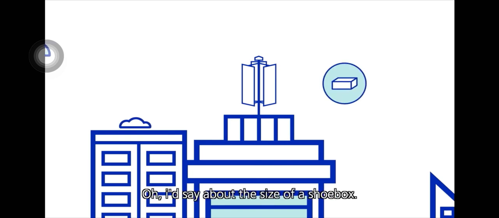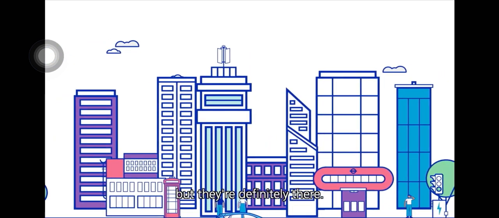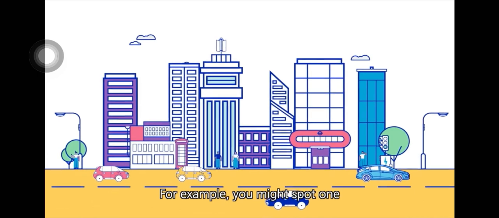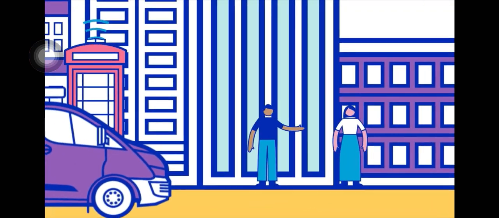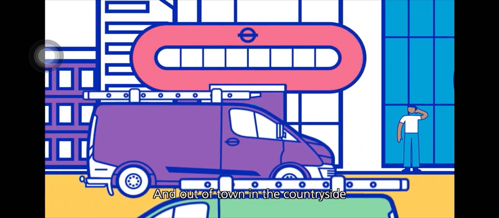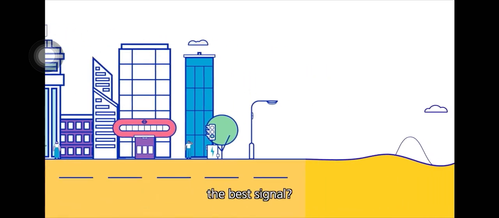How much smaller? Oh, I'd say about the size of a shoebox. So you've got to look very carefully for our masts dotted around the city, but they're definitely there. For example, you might spot one if you take a closer look at the top of phone boxes or tube station signs. And out of town, in the countryside, how do you make sure your customers get the best signal?